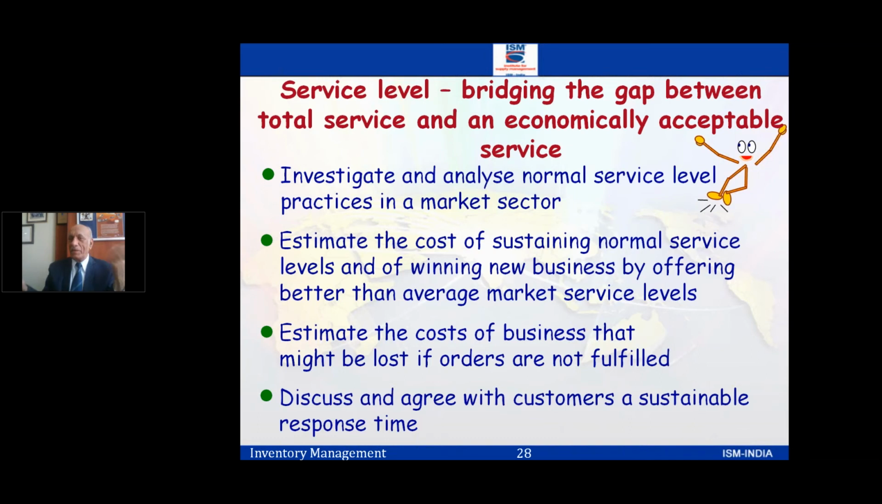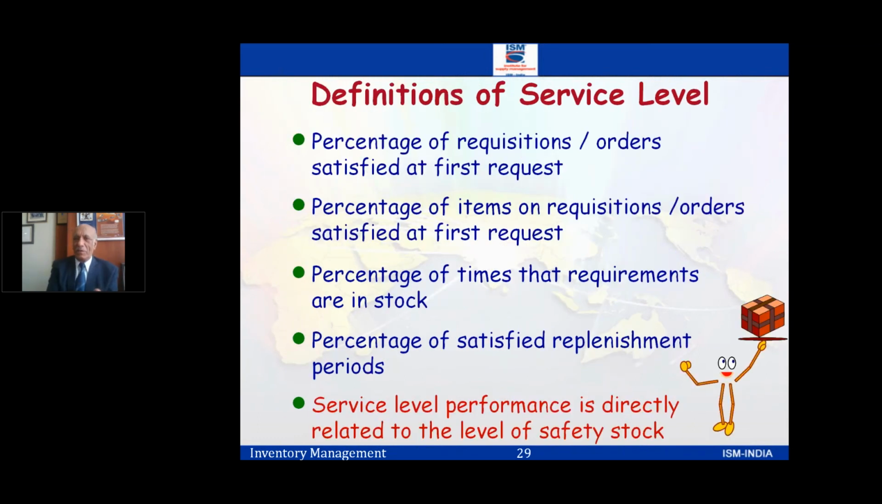So the definition is very simple: the percentage of requisitions and orders satisfied at first request. If I'm able to satisfy all my requisitions today, I get it on the spot, 100%. But if it is less, I can say, guys, I can cover only 50%, 50% come tomorrow, 50% come after 1 week. That means my service level is poor. So keep in mind the market trends, how good your product is, and whether people can wait for it. Everything is there. And the same applies to the service industry also.